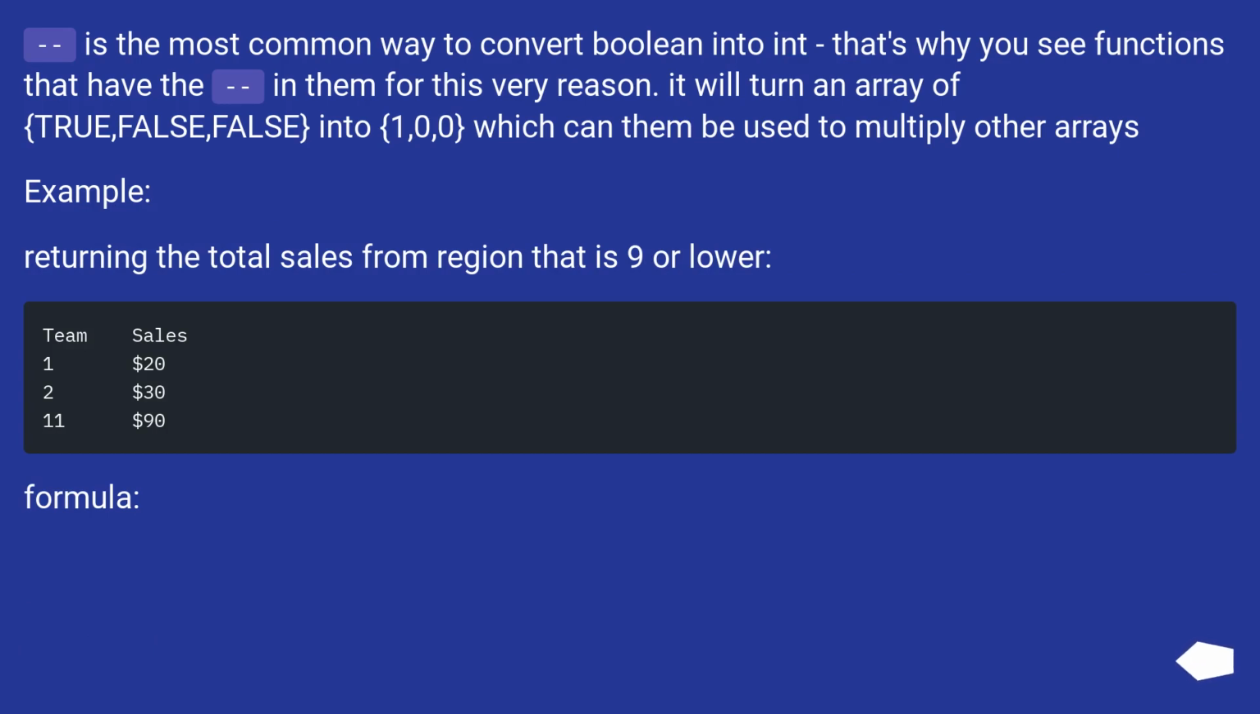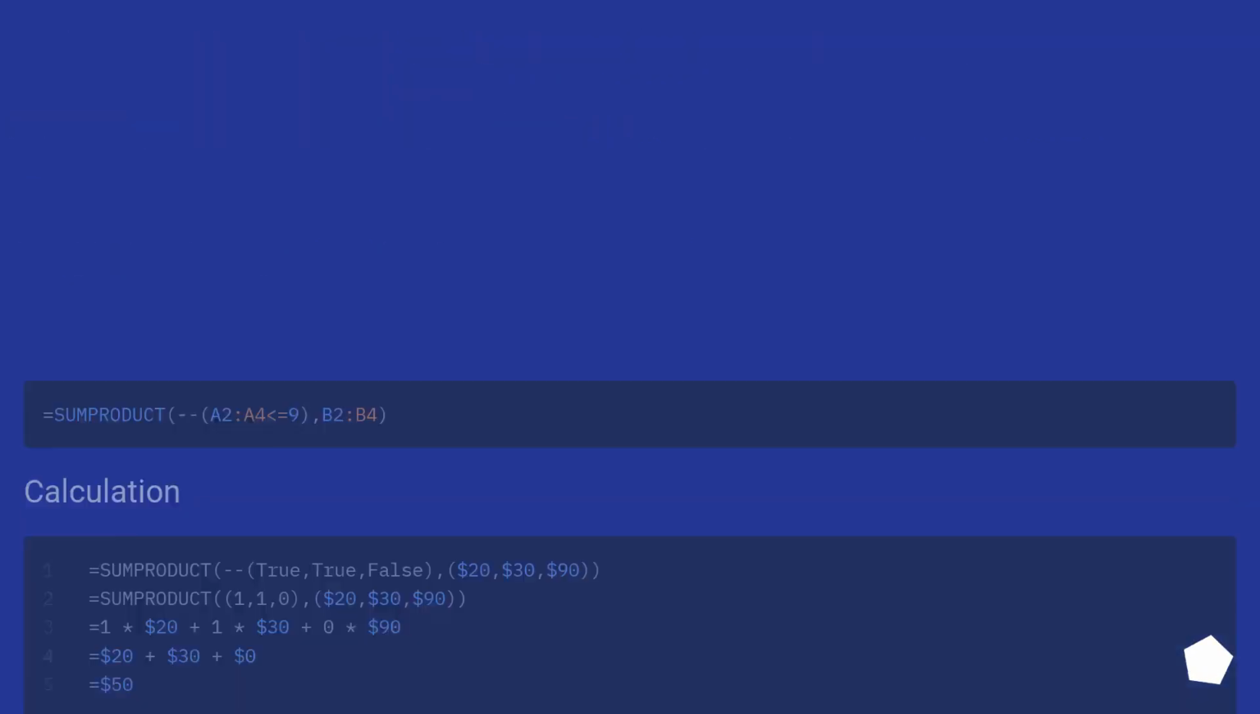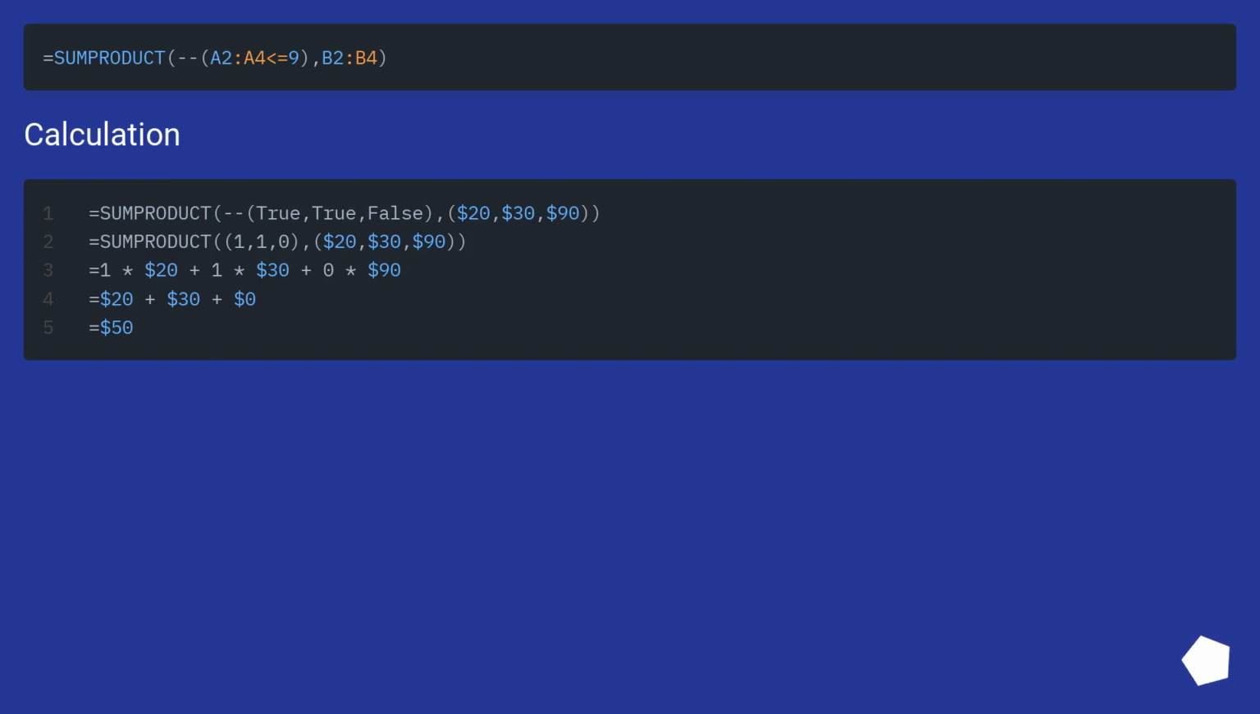It will turn an array of true, false, false into 1, 0, 0, which can then be used to multiply other arrays. Example: returning the total sales from region that is 9 or lower. Formula: calculation.